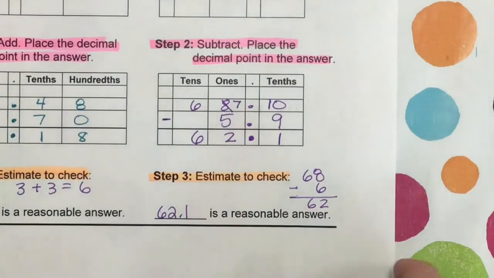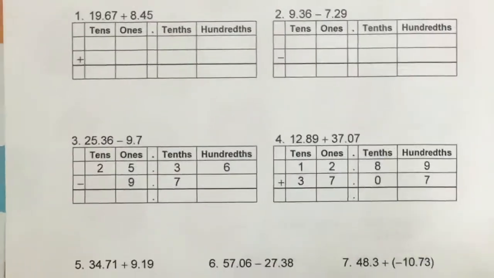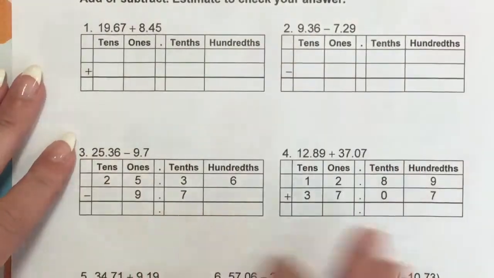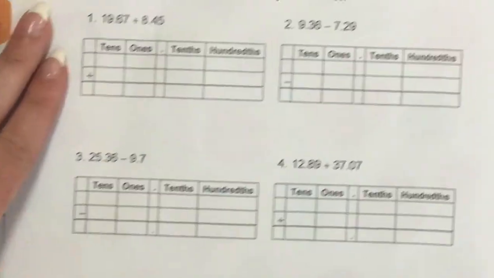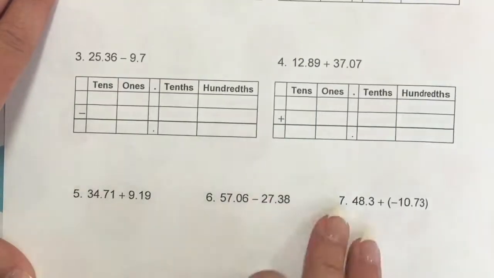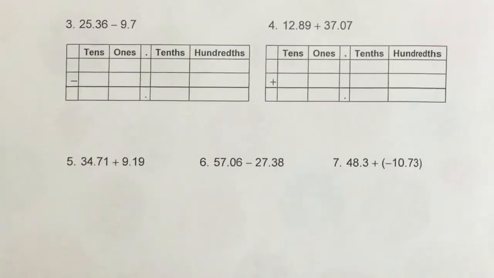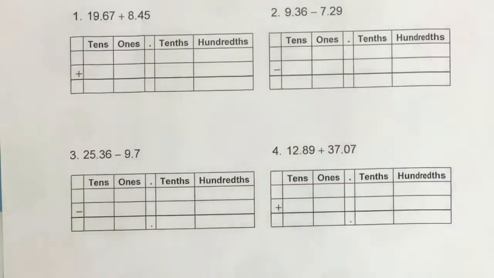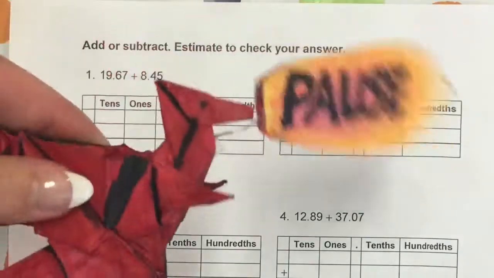So that means that 62.1 is a reasonable answer. All right. So now it is your turn. I want you to go ahead and try out these problems. 1, 2, 3, and 4. Oh, this isn't the right sheet. I'm sorry. This is the right sheet. 1, 2, 3, and 4, you need to fill out the tables. And then 5, 6, and 7, you're actually going to practice lining up the decimals yourself without a table, okay? So where's our friend the pause dragon? Oh, here he is. Okay, so go ahead and pause. When you get done, press play, and we'll see how you did.